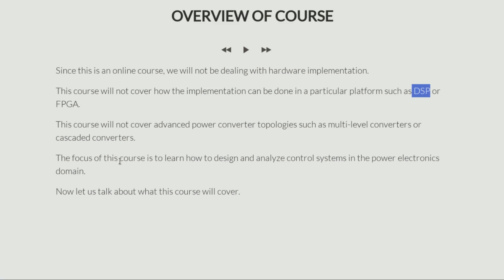Now, the focus of this course, as I said, is to learn how to design and analyze control systems in the power electronics domain. That is what this course is about, right? So now I'd like to talk about in depth what I'm going to be doing in this course.